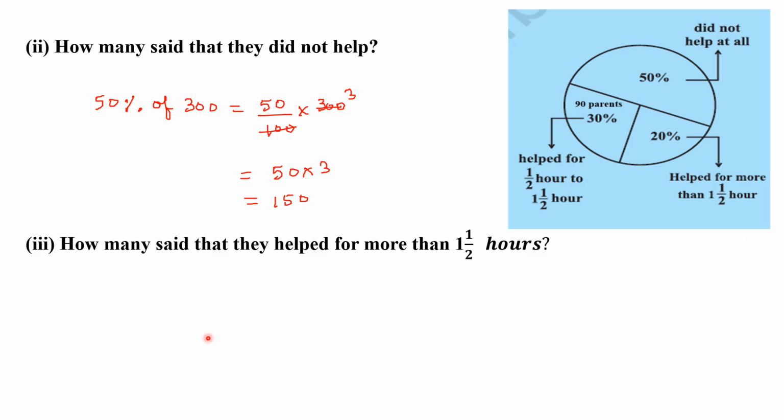Now the next question is how many said that they help for more than 1.5 hours. For more than 1.5 hours, the pie chart gives the percentage as 20%. It means 20% of the total parents help their children for more than 1.5 hours. So how to calculate it? You can do 20% of 300, which you can write as 20 by 100 into 300. Again you reduce it: 100 times 3, and you get 20 into 3, which gives you 60 parents. So 60 parents have helped for more than 1.5 hours.